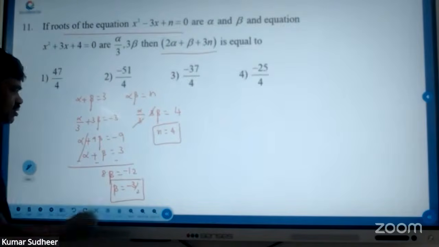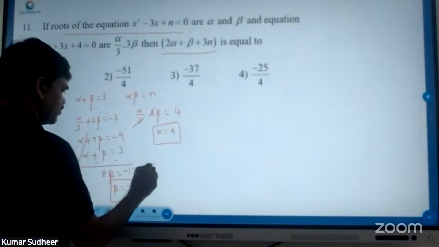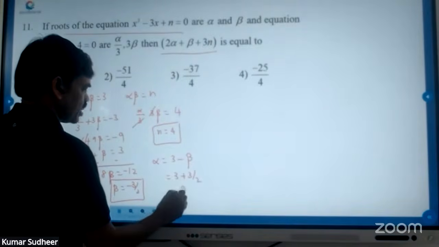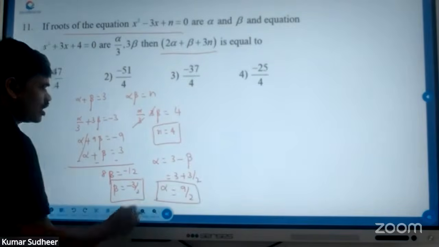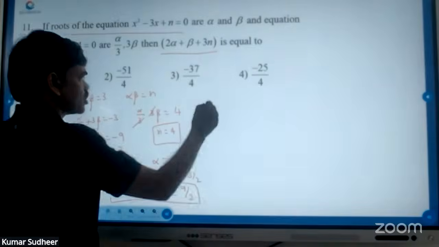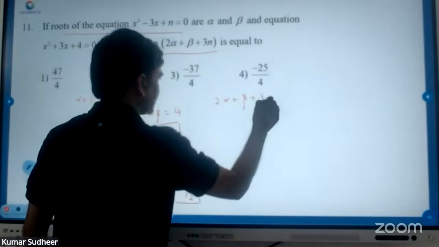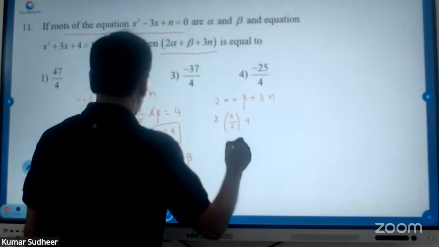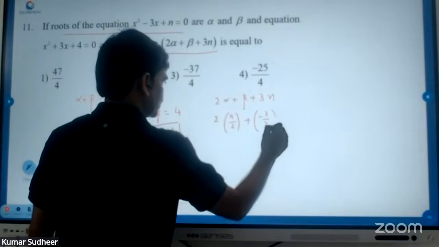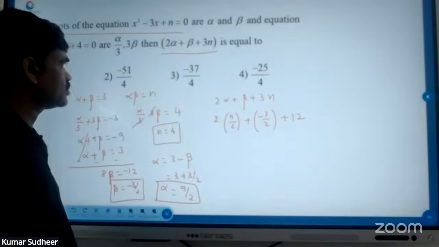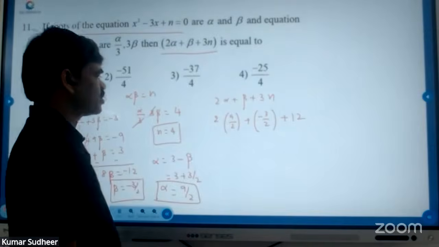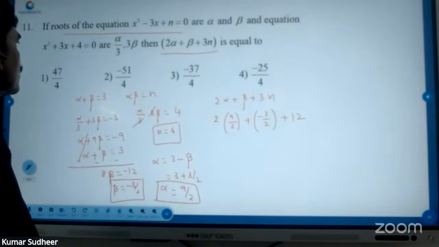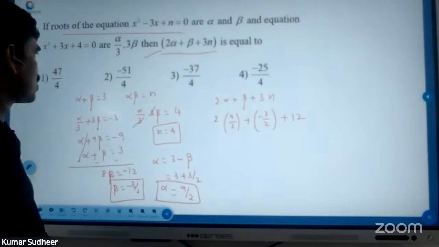Beta value, now I will find out the value of alpha. Alpha is equal to 3 minus beta, 3 plus 3 by 2, that is equal to 9 by 2. So this is the value of alpha. I got the value of alpha, beta, n. Directly substitute in 2 alpha plus beta plus 3n. So that is 2 into alpha, alpha is 9 by 2, plus beta, beta is minus 3 by 2, plus 3n. So when you simplify this, we may get the answer for the question. So 3 by 2. So this question also can be solvable.